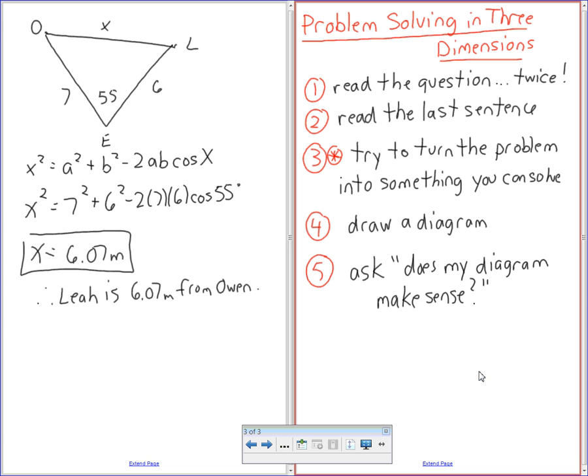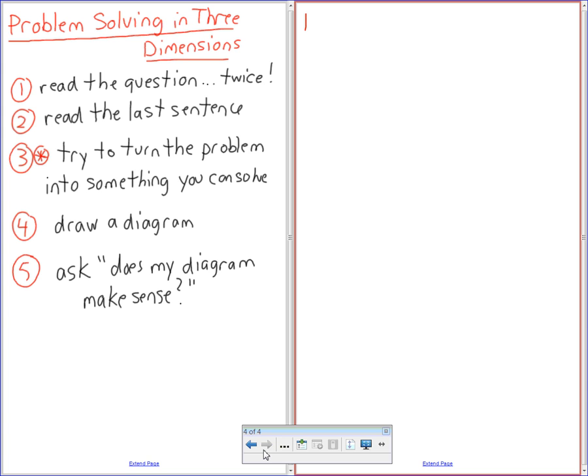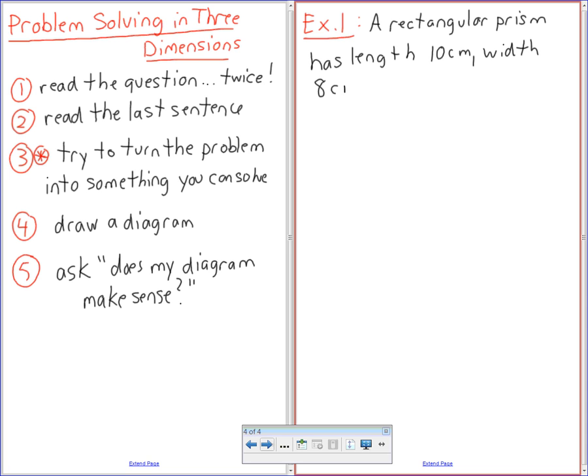Example 1. It says a rectangular prism has length 10 centimeters, width 8 centimeters, and height 5 centimeters. Find the body diagonal.